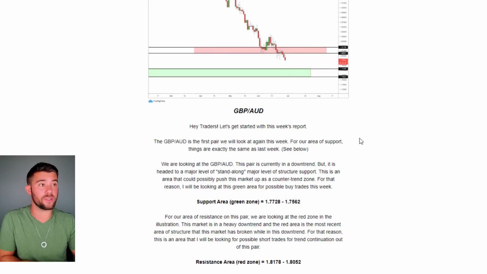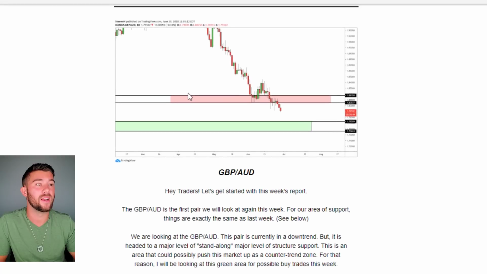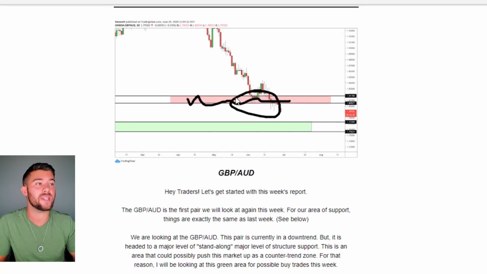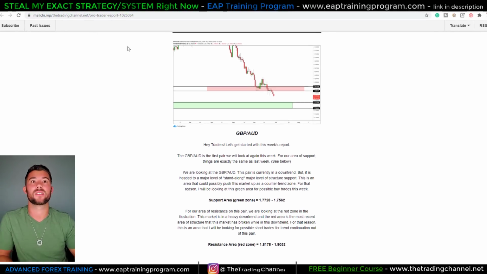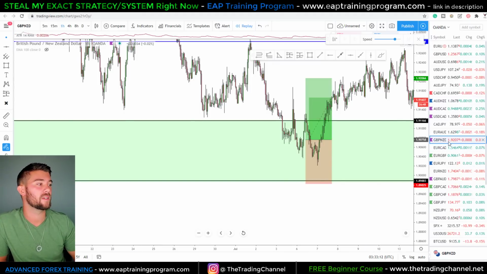Okay, so here's the pound Aussie. And as you can see, what I want you to pay attention to is this resistance area right here at this previous level of support right here. So this was an area that after the market fell and closed below, I expected to become resistance. So let's go over to the pound Aussie now.